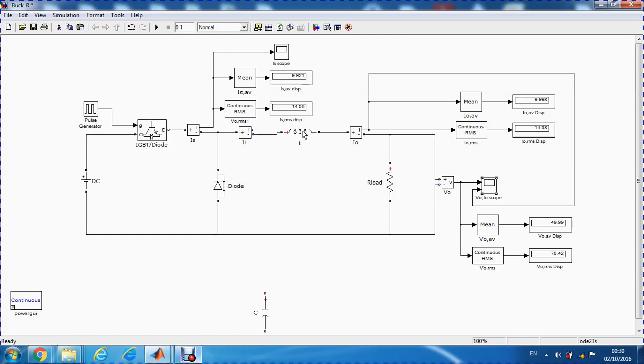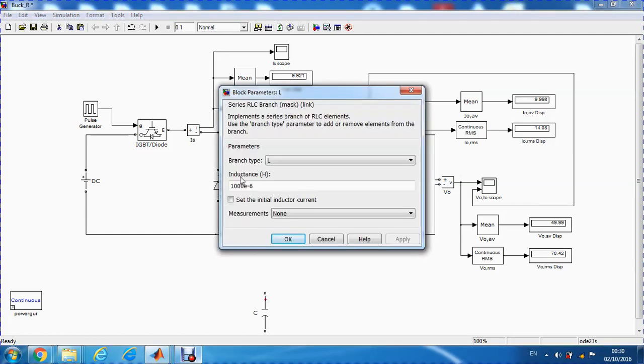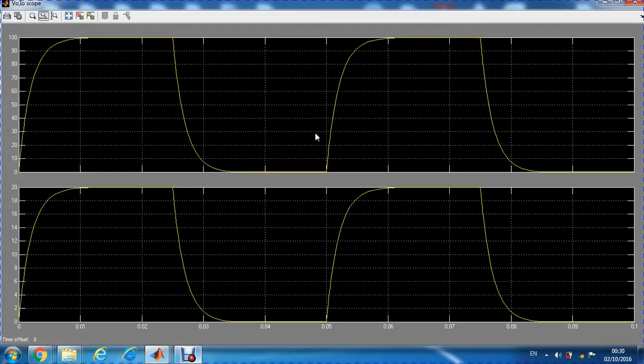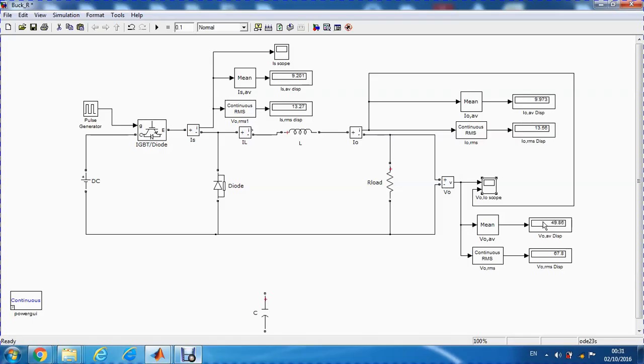Now I will increase the inductance value again, another digit. So let's see what's gonna happen and see the effect. Oh, now it's going to change. As we can see here, the rising of the voltage and the current has also changed because the inductance value has increased. But looking at the average voltage and the average current, they are nearly the same, not much change.